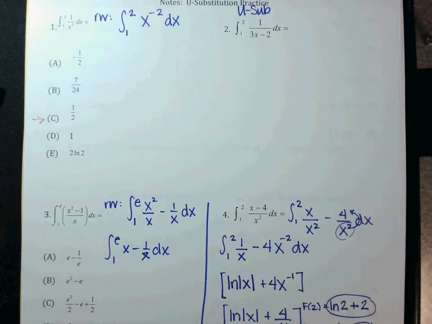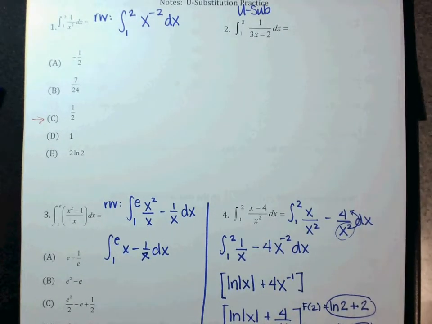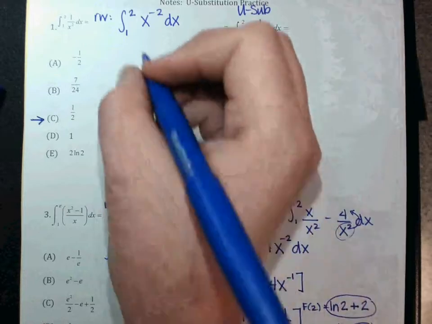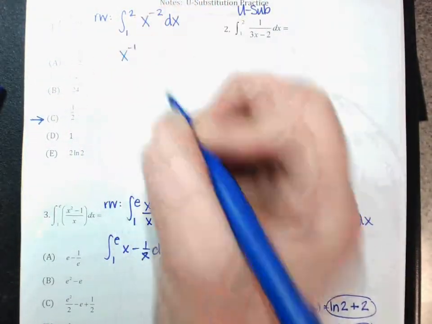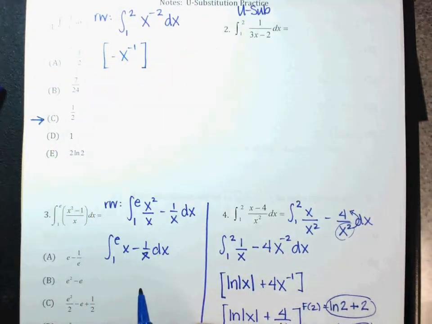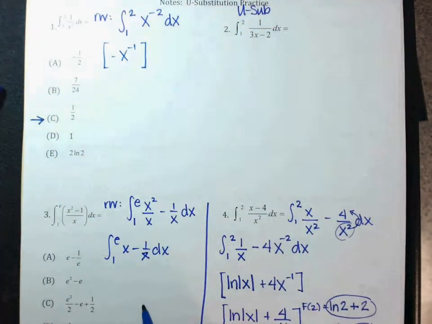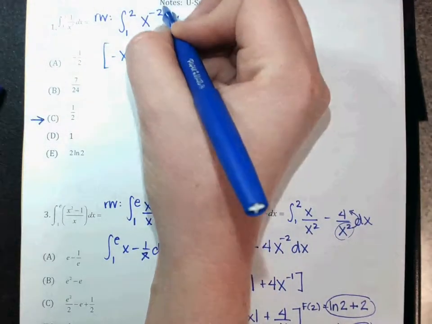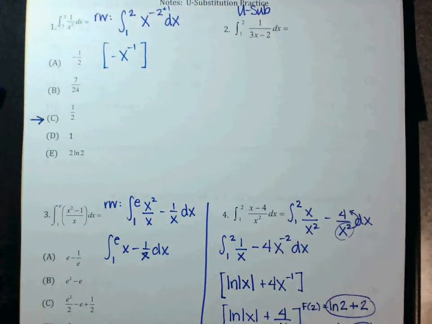Do we need to do it or no? I'll go ahead and do it so that hopefully you can find your mistake. It should be x to the negative 1. Why is it not a half? So what's negative 2 plus 1? Negative 2 plus 1 equals negative 1. And then put a negative down.